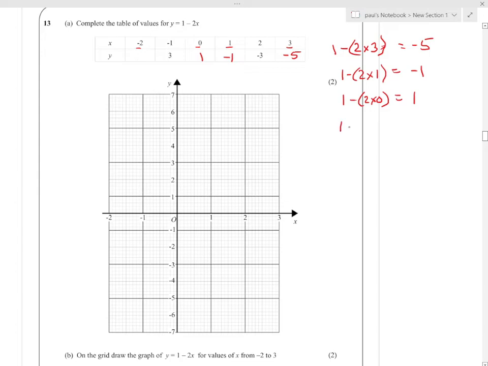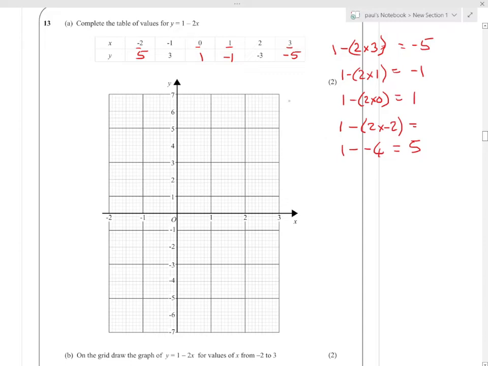So 1 minus 2 times minus 2. So 2 times minus 2 is minus 4. So we've got 1 minus minus 4. Now when you've got two minuses, that makes a plus. So 1 plus 4 is 5. So there's the 5. Now on the grid, draw the graph.